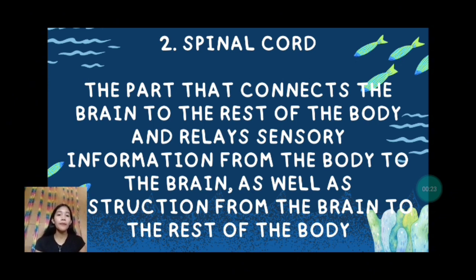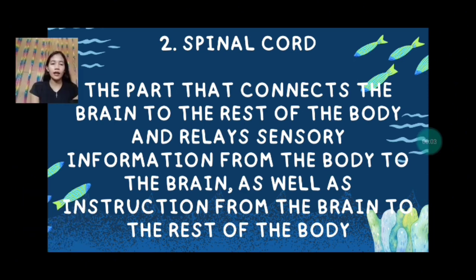Next, we have here the spinal cord. The spinal cord is the part that connects the brain to the rest of the body and relays sensory information from the body to the brain, as well as instructions from the brain to the rest of the body. The spinal cord of fish serves as the main communication pathway between the brain and the rest of the body, transmitting sensory information, coordinating motor responses, and facilitating reflex action. And that is the function of the spinal cord.